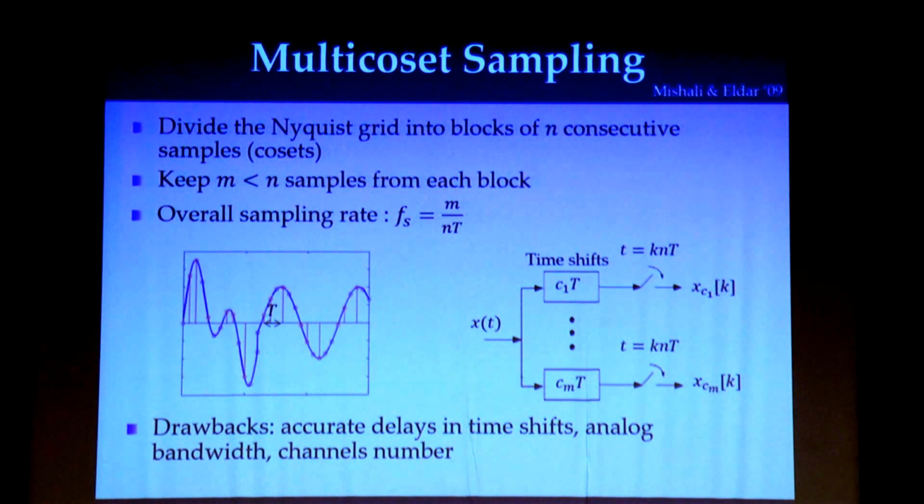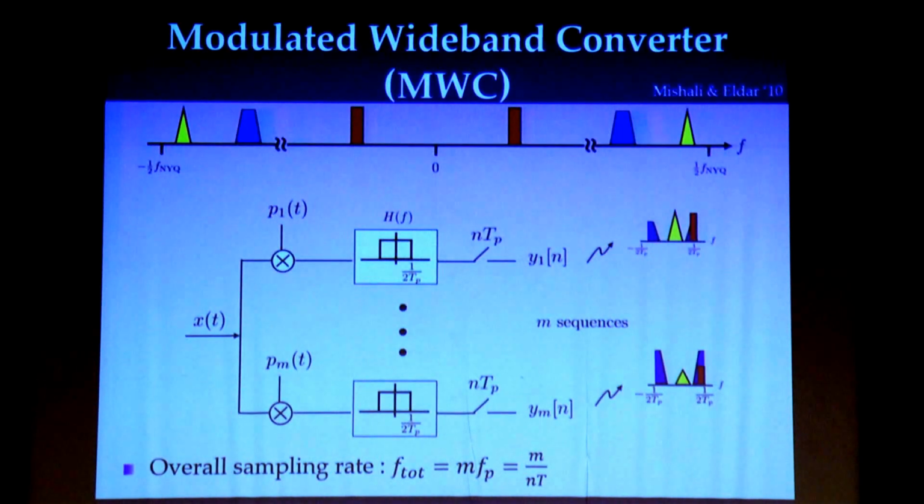So facing these practical issues, we moved on to a second scheme, the MWC that we are going to see today, the modulated wideband converter. What we basically do here is look at several channels. In each channel, we multiply, we mix our signal with a periodic function. We then low pass the result and sample at a low rate. And this is what we obtain in all the different channels. Also here, the overall sampling rate is m over nT.